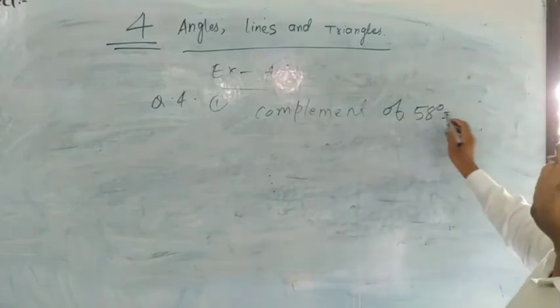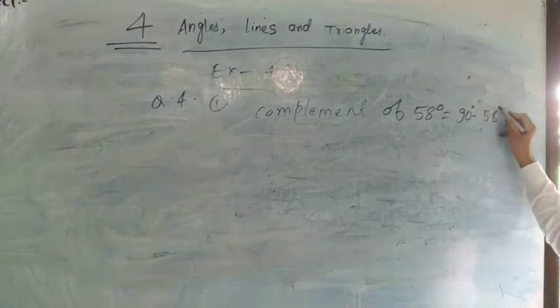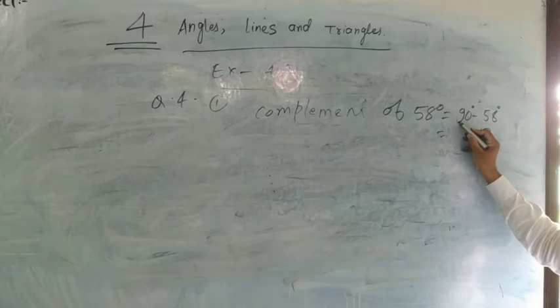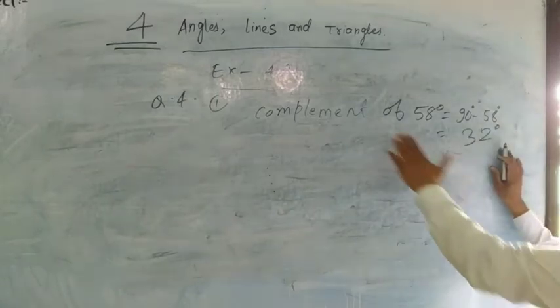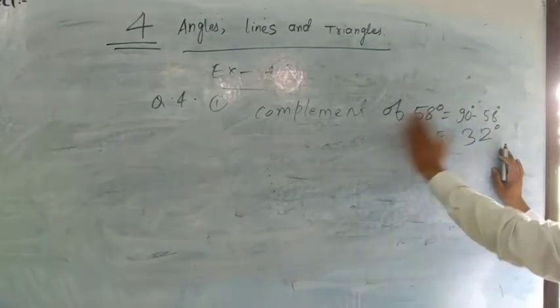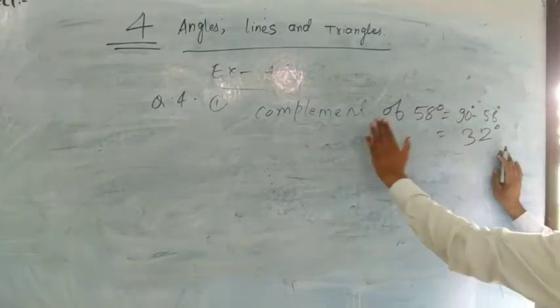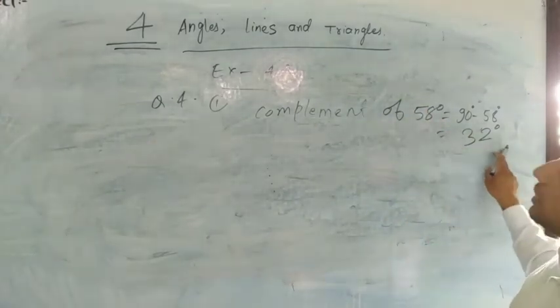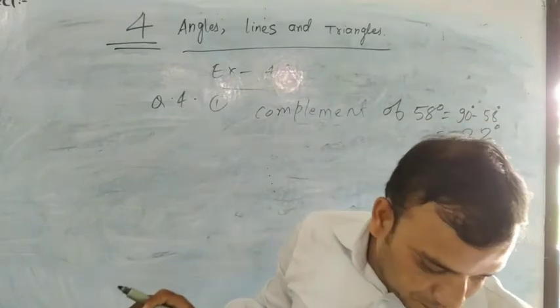So the complement of 58 degrees is 90 degrees minus 58. Now subtract: 8 minus 5 is 3, so 32 degrees is the complement of 58 degrees. That is, 32 is the complement of 58 and 58 is the complement of 32, because the sum of 58 and 32 is 90 degrees. You solve all the questions.